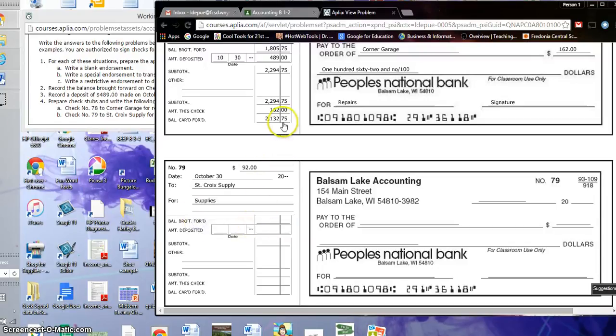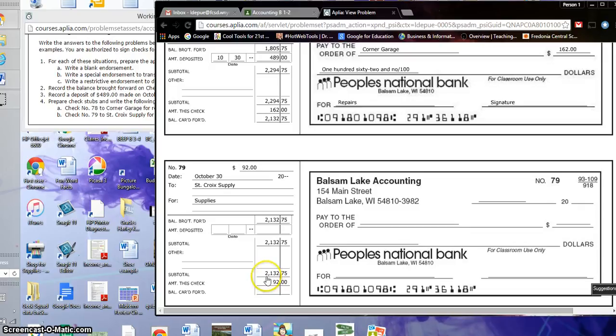Balance brought forward now. We have to take whatever we had from the previous check and we bring this down to the balance forward, so we copy that amount down, the $2132.75. We're not making any deposits right here, so we're going to bring that subtotal down one more time, $2132.75. And then third time we have to bring it down because no other transactions happen, no other service fees or anything else that happened to our account. So we have to write that number one last time, $2132.75.